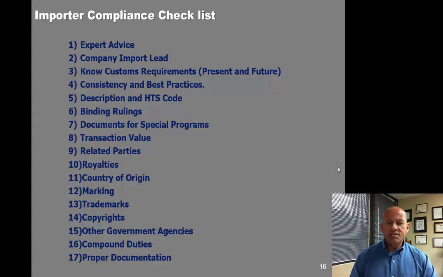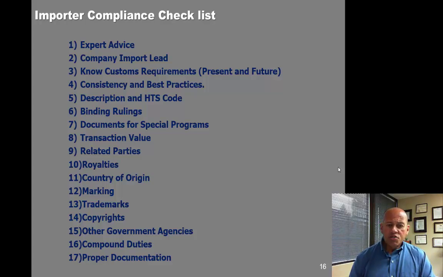Consistency and best practices. Again, the importing process is a very detailed process where you're remitting duties and taxes to the U.S. So record keeping and having consistent procedures is very important. Having the proper description of the goods and harmonized code is essential. This is where you really have to work closely with your licensed customs broker to make sure that your goods are properly classified. And if there's any question, seek out binding rulings. Documentation for special programs. Make sure if there's any special programs that relate to your product that you have the proper documentation for it.